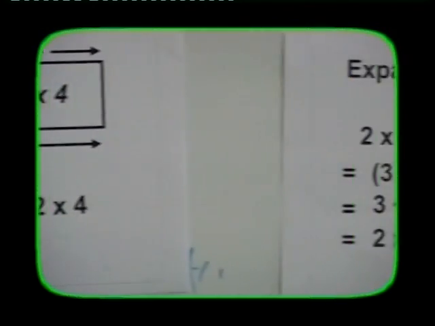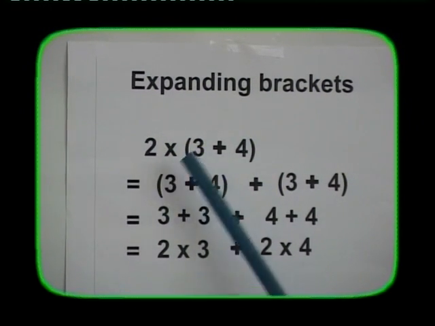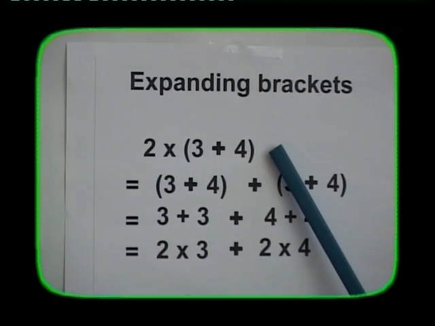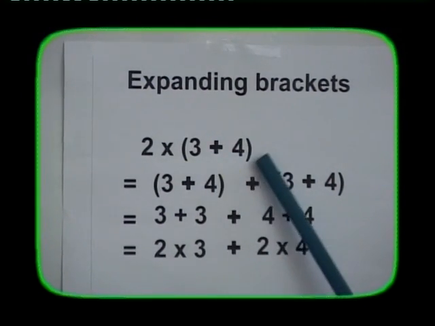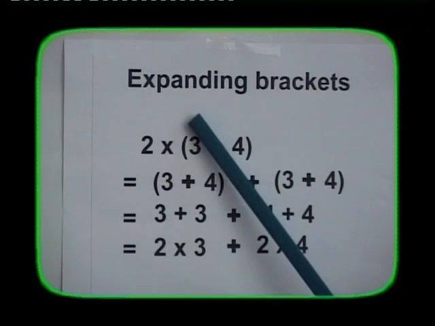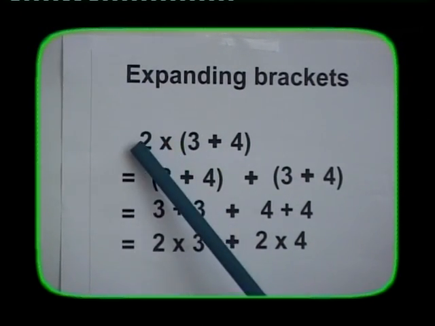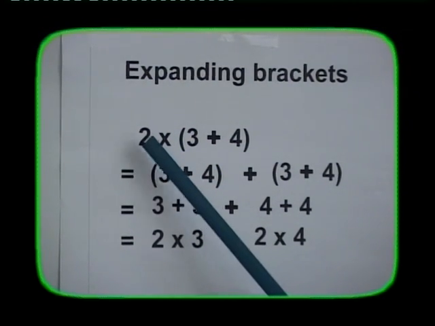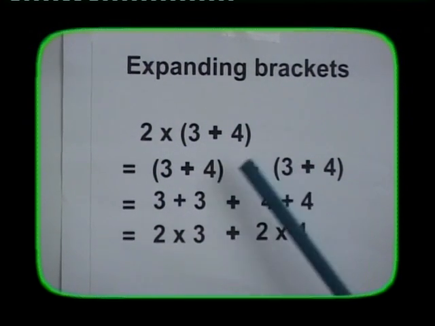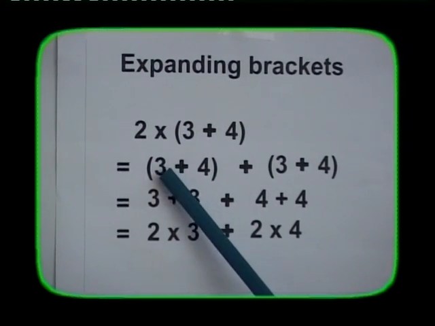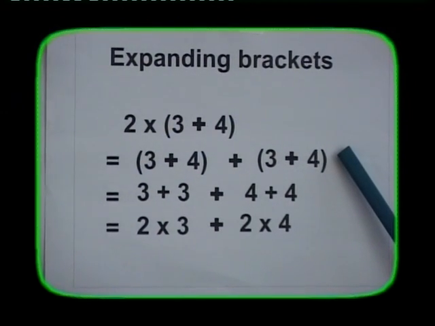And the other method now, the last one, we have 2 times (3 plus 4). Okay, now it's telling us that we are going to expand or multiply these terms inside the bracket twice because of this number here, 2. So 2 times (3 plus 4). So this is how it should be written. You have bracket 3 plus 4 plus bracket 3 plus 4.